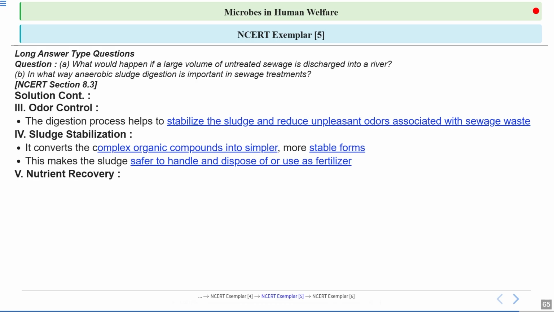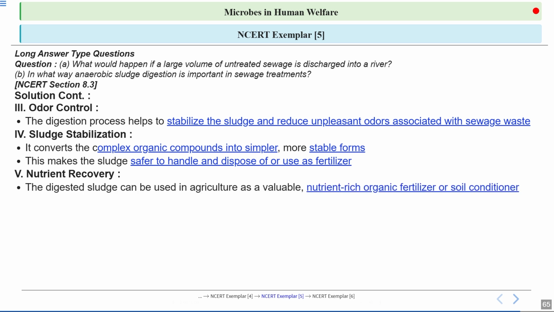Now let's talk about the fifth benefit, which is nutrient recovery. This is where the process turns waste into something valuable for agriculture. The digested sludge is nutrient rich and can be used in agriculture as organic fertilizer or as a soil conditioner. So you can see this is a great example of recycling waste to support plant growth and improve soil health. Clear? So you can use this digested sludge as fertilizer.